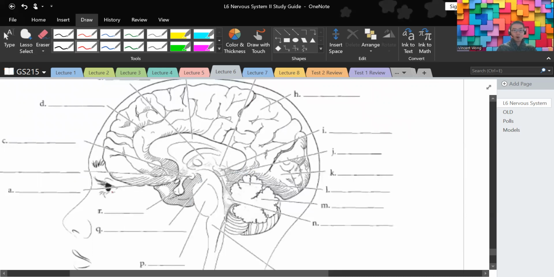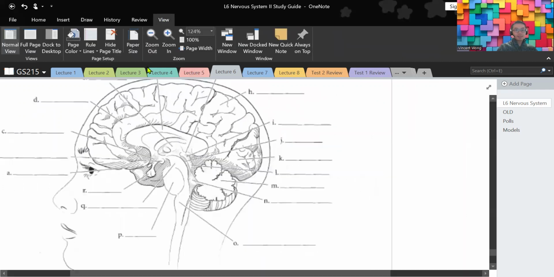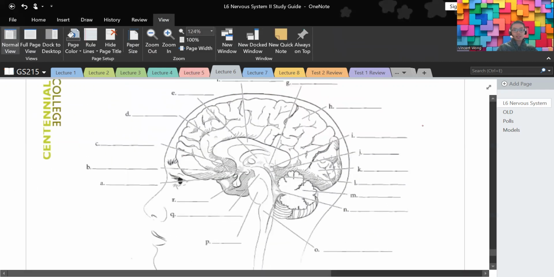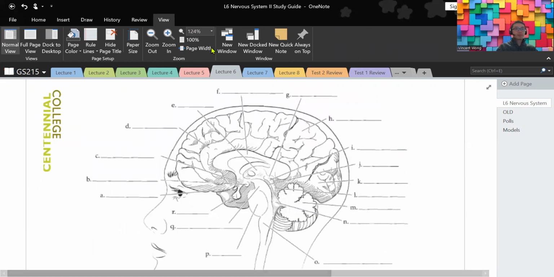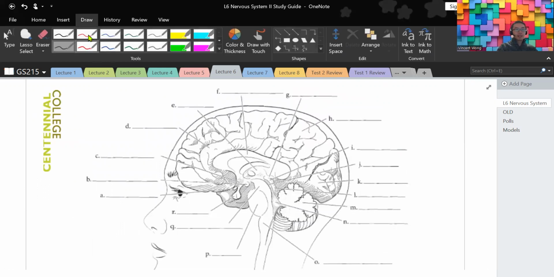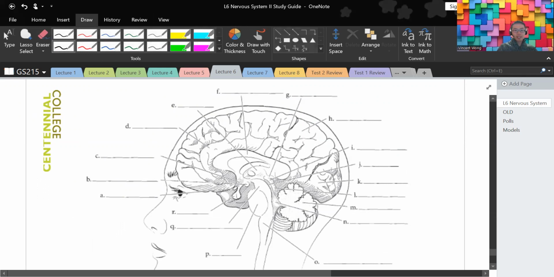Okay. You see the oval with a dot in the center? Anybody see that? What letter is pointing at the oval with the dot in the center? Do you guys see it? Yeah, Tina got it. Right here, right? So that is the thalamus.